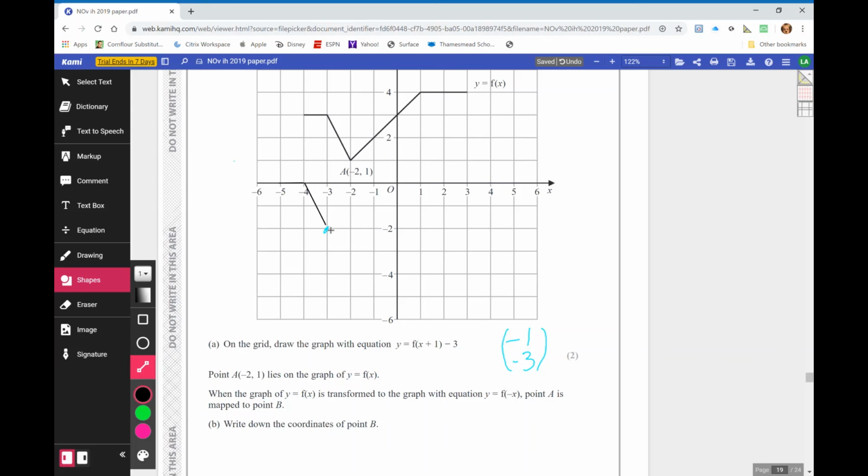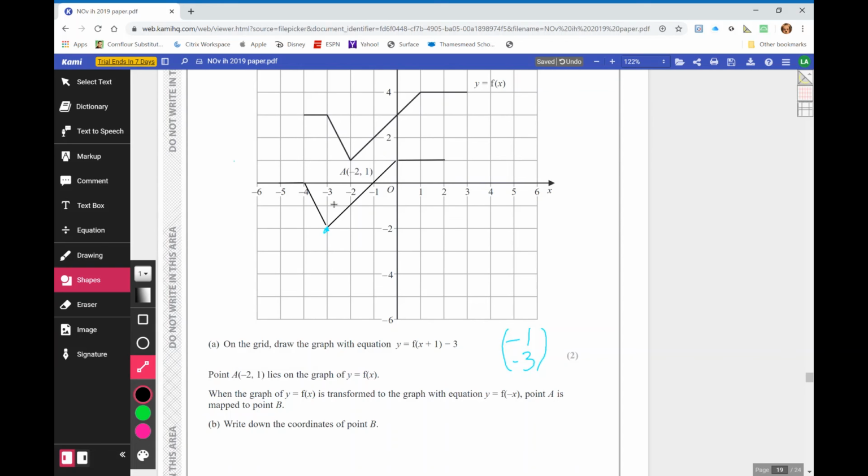Just, so it's 3 across, so it goes up like that, and then it goes across 2. It's exactly the same shape, exact same function, but it's moved left minus 1 and minus 3. Okay, so that's your first A.